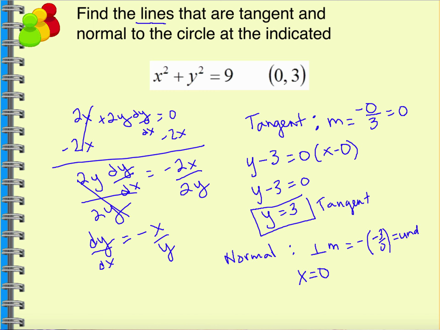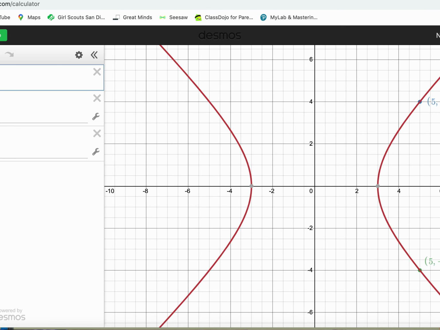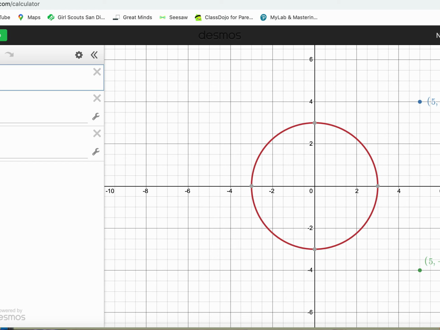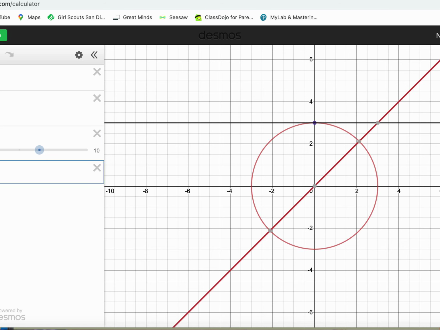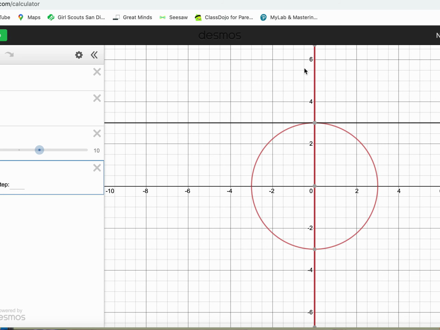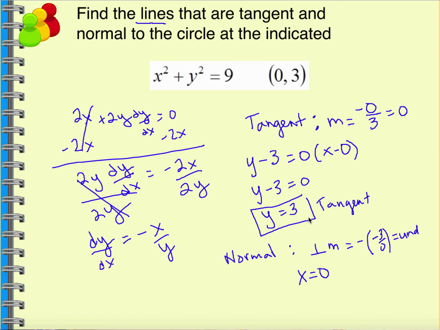We could try graphing that too. x squared plus y squared equals 9. It's going to be pretty similar to what we had before. And we're looking at the point (0, 3). And check it out. If we have the line y equals 3, that is the tangent line. That's the slope at that point. If we have the equation x equals 0, that's this line that goes straight up and down through. That is the perpendicular slope. Isn't that fantastic? I'm pretty excited about it myself.